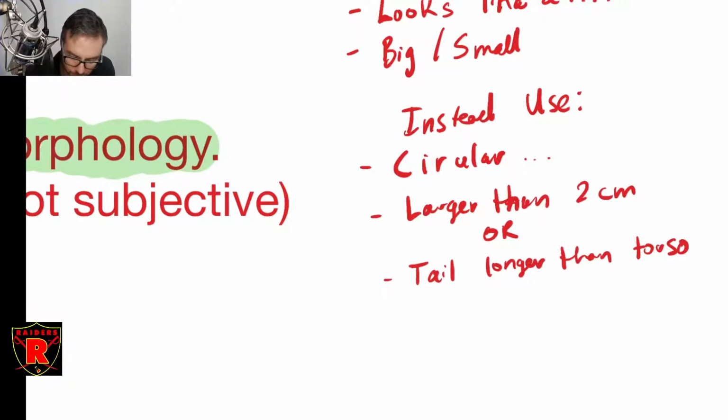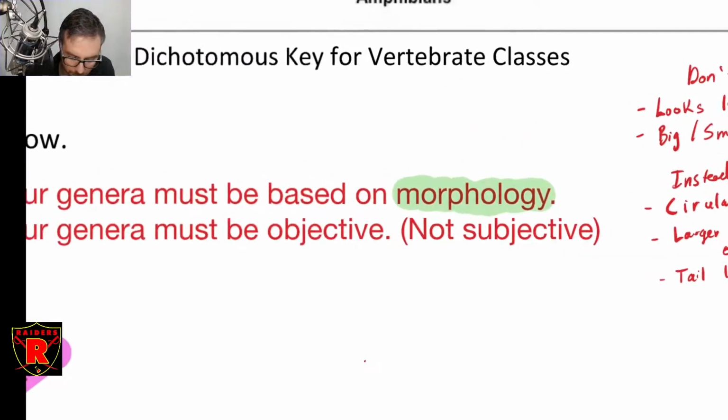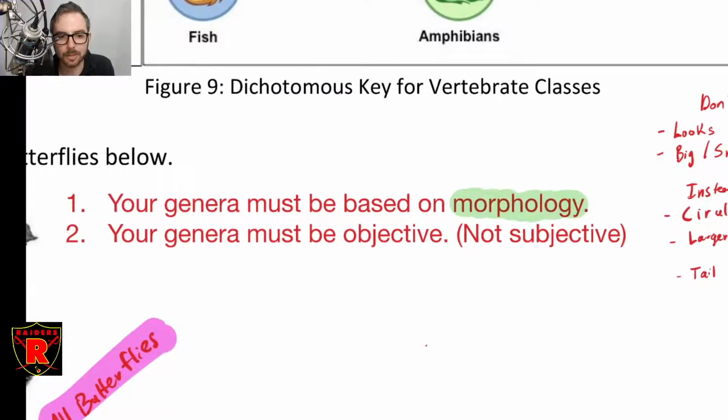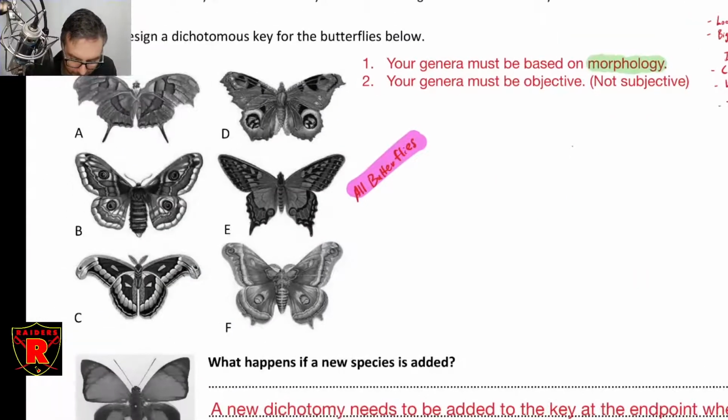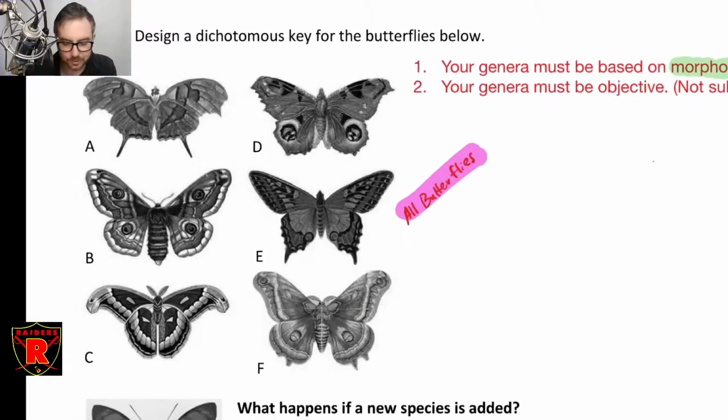So just keep in mind that you always want to base it on morphology, and you always want it to be objective, or as objective as possible, in order to make the key work properly. Otherwise, two people going out into the field using your key would get 2 different results, and then the key is useless. So what we're going to do together right now is build a key for these 6 butterflies.